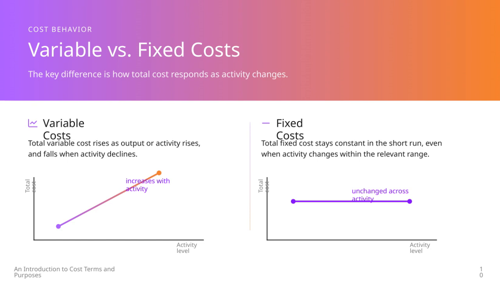On the other hand, fixed costs remain constant in the short term, regardless of activity changes within a certain range. These include expenses like rent or salaries that don't vary with production levels. So, while total variable costs rise and fall with activity, total fixed costs stay the same as activity changes. Understanding this distinction helps in budgeting, forecasting, and making informed business decisions.